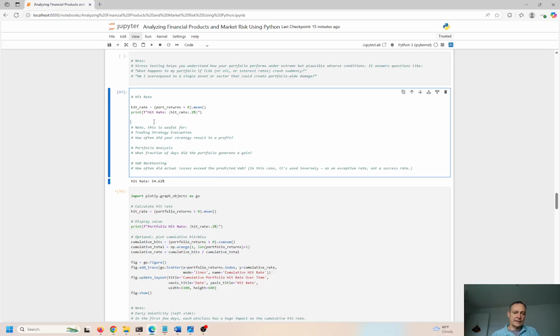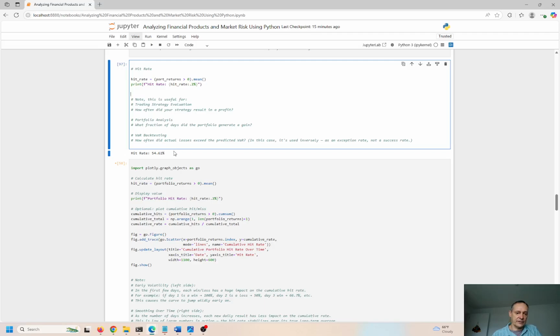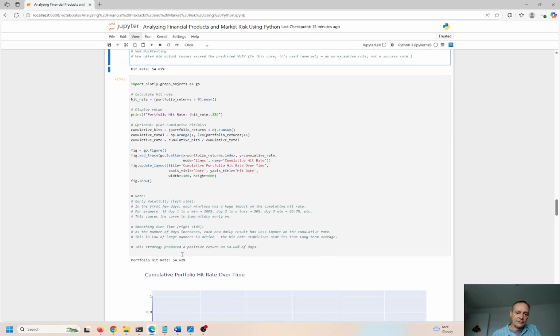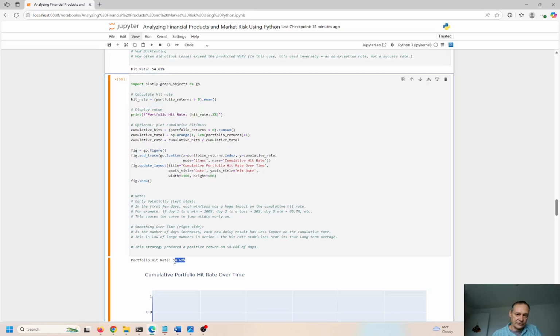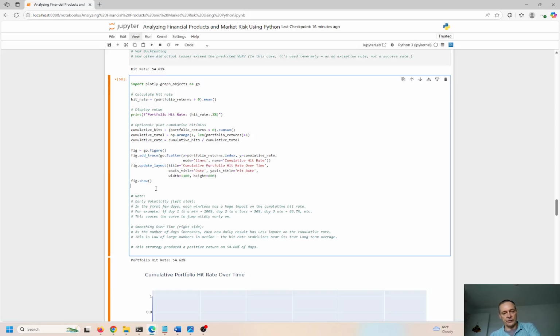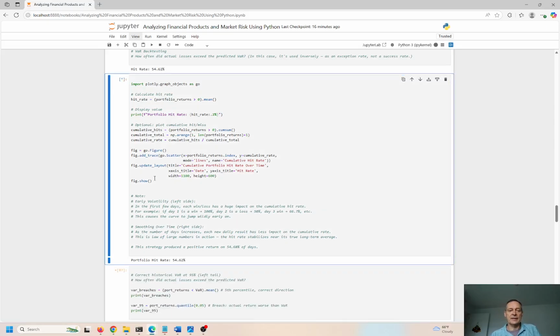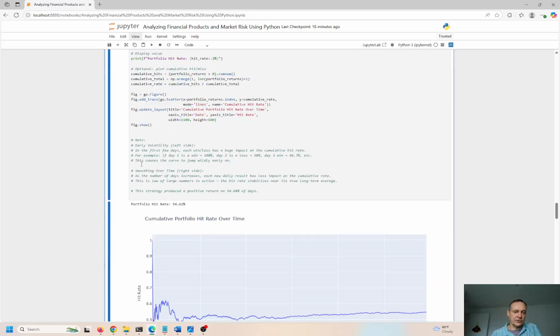So in this case, what are we looking at? Trading, how often did the trading result in a profit? 54.62% of the days, that is our hit strategy, right? 54.62. And we can look at this cumulative hit strategy over time. So 54% of the time, we're generating profits based on our investment strategy.